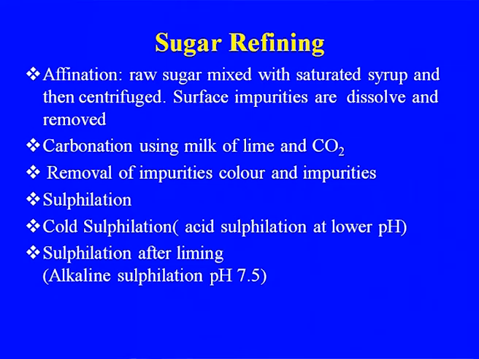Sulfurization process: it may be cold sulfurization, or sulfurization after liming. In the case of cold sulfurization, that is, the acid sulfurization as we call it, the pH is lower. In the second case, when it is along with the lime, it is the alkaline sulfurization.